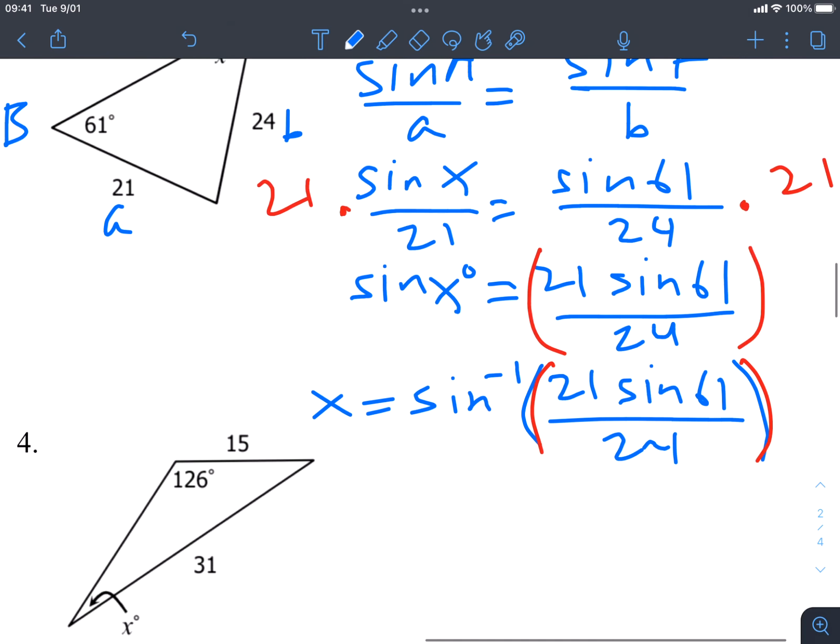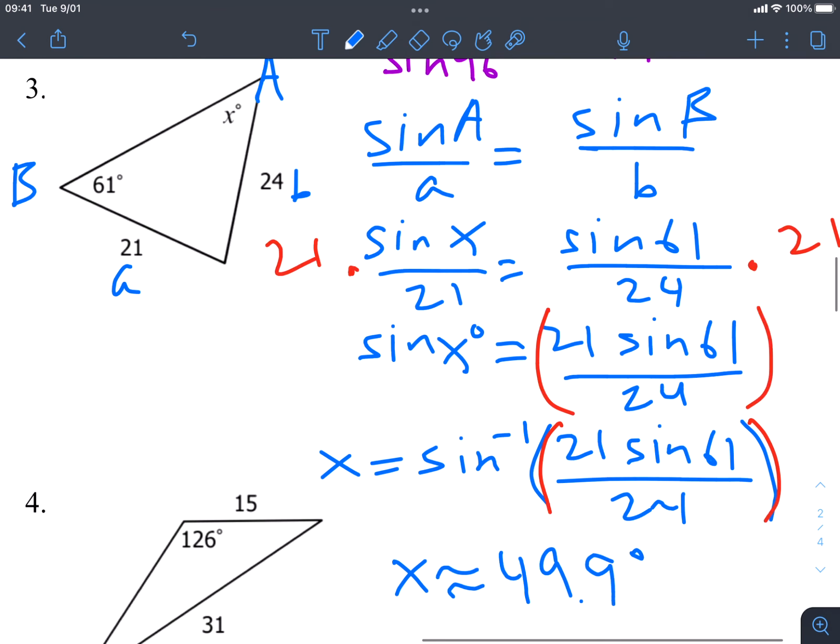So you can do all this in your calculator. You would find 21 times the sine of 61 over 24, and then take that whole thing and put it in the inverse sine function. And that would approximately be 49.9 degrees. So the angle that we are finding there would be approximately 49.9, rounded to 1 decimal place. That is the law of sines. Stay tuned for part 2 of concept 2, which is the law of cosines.